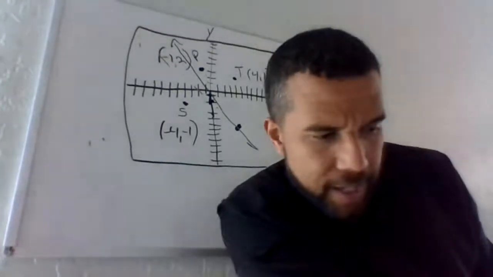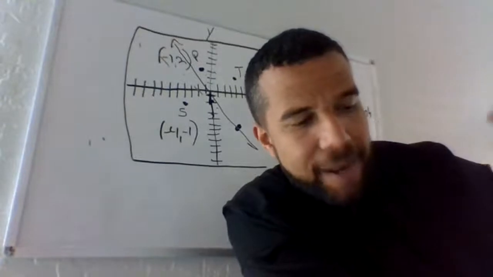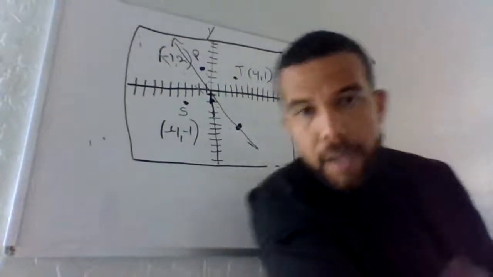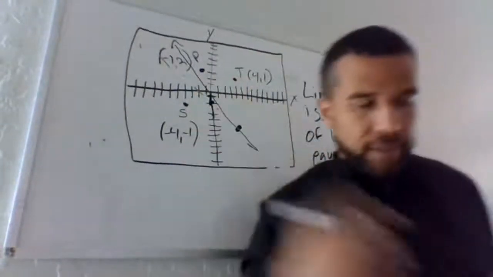Well, it can't be equation C because C has a positive slope. To hit point P, you need a negative slope.